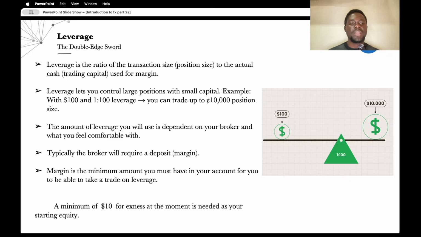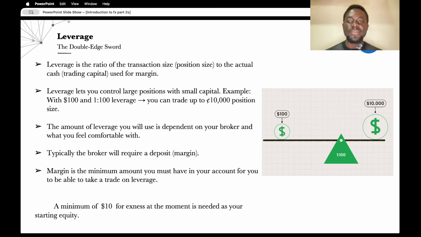And then that leverage is what's going to lead to you making a lot of money, you being able to place a lot size of a nano lot, a mini lot, a micro lot, or a standard lot. You understand? Now, the last message here is a minimum of $10 is needed for Xness at the moment as your starting equity. So if you trade with a broker called Xness, a minimum of $10 is what is demanded to start trading.